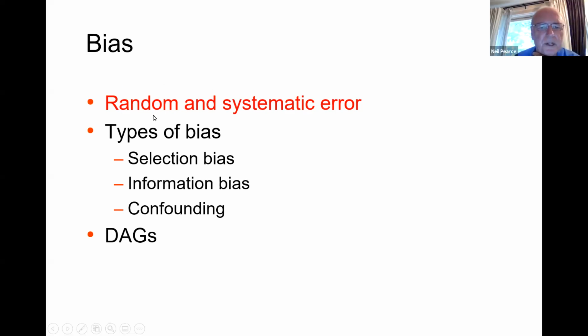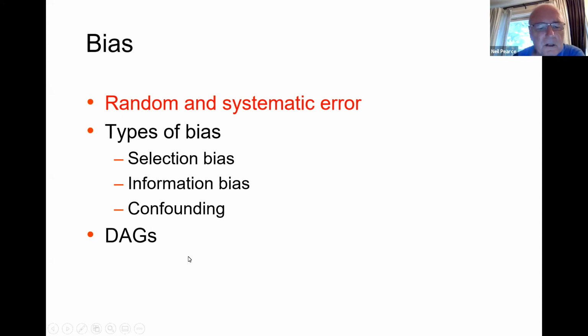I'll talk briefly about the difference between random and systematic error, and then the three main types of bias. I'm going to focus on selection bias and information bias because you have a separate lecture on bias and confounding by Manolis, which is next Thursday of next week.